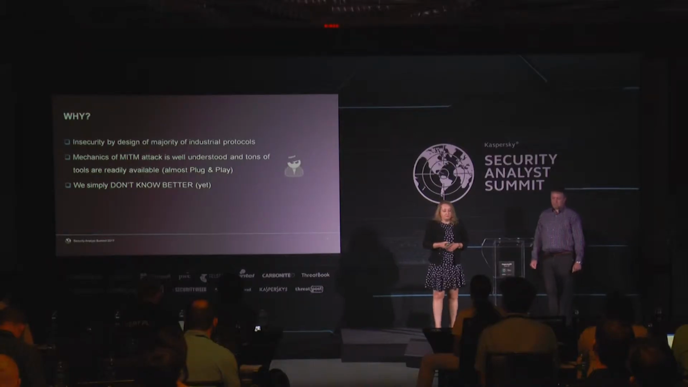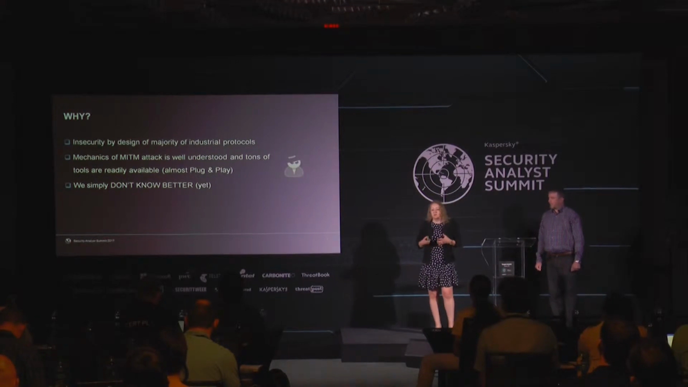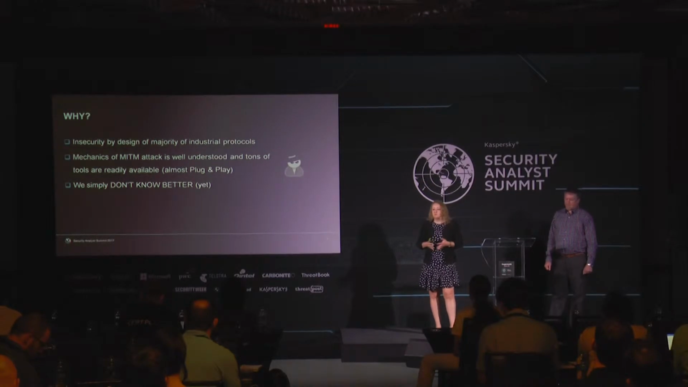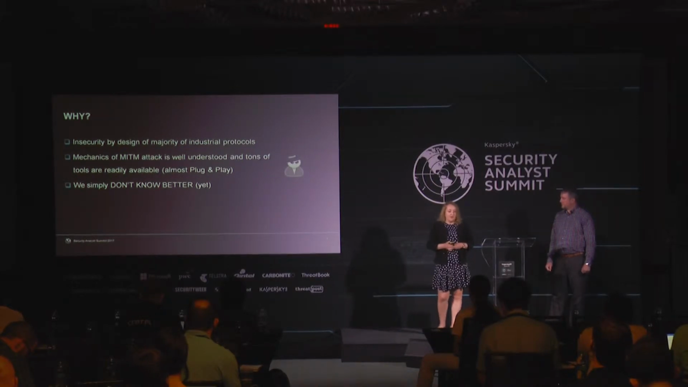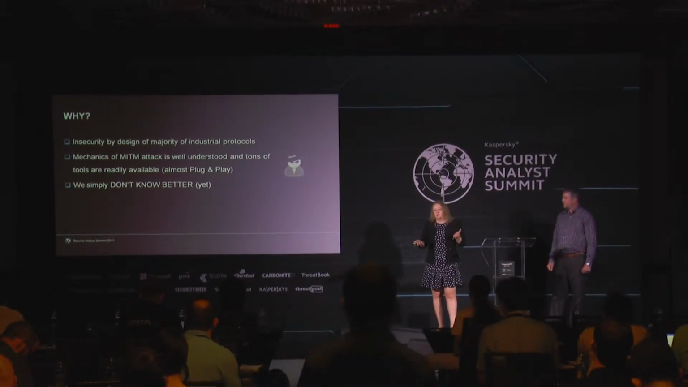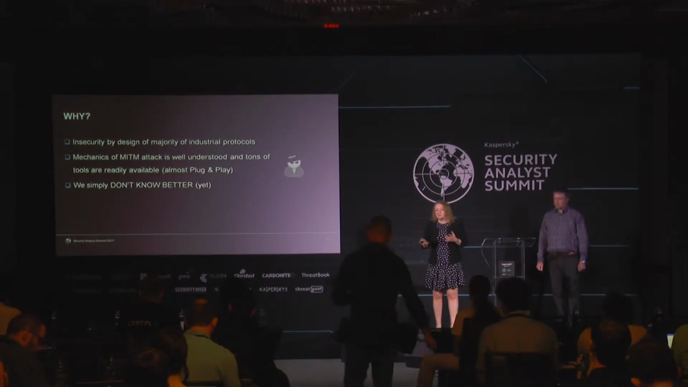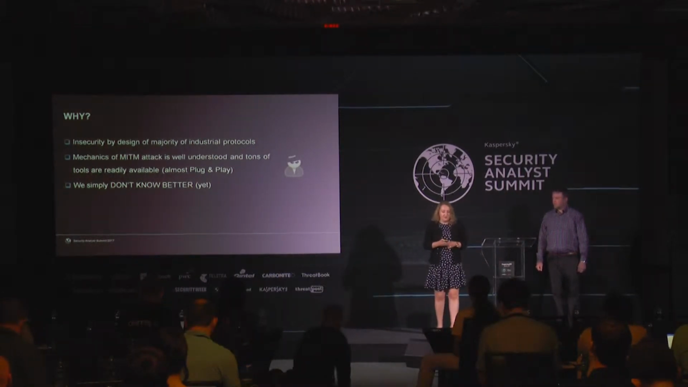One of the reasons why we believe that man in the middle is one of the most important threats for industrial control systems is, first, that the protocols are insecure: no authentication, no integrity protection. Second, the mechanics of a man in the middle attack are very well understood and we know exactly how to do it. Tons of tools are available, plug and play. And thirdly, because we simply don't know better yet. Yet is here, actually, I already know, but it's not a part of this talk.